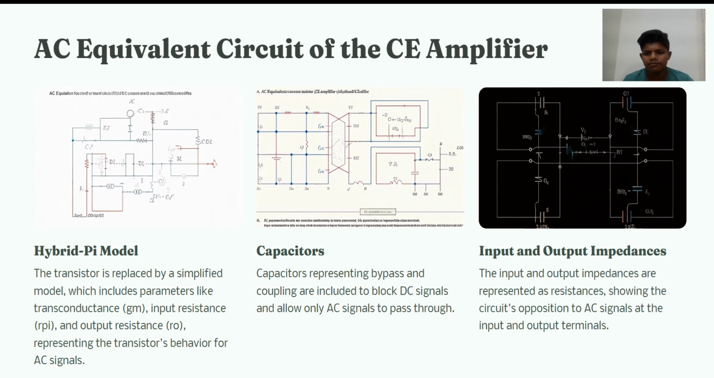And third one, input and output impedance. The input and output impedance are represented as resistances showing the circuit's opposition to the AC signals at the input and output terminals.